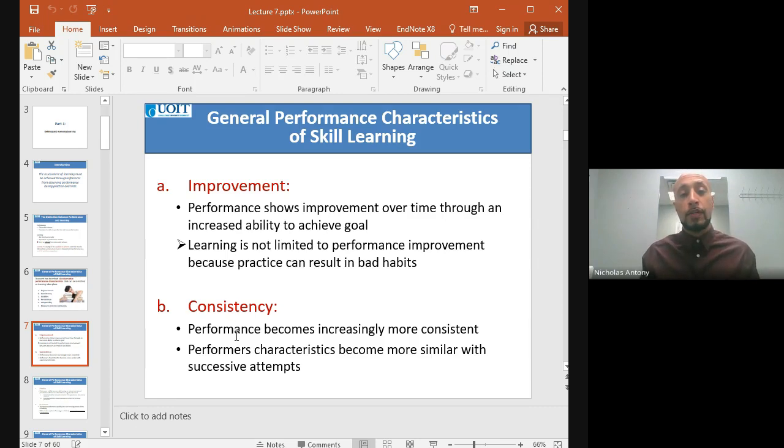The second characteristic is consistency. What we'll notice is that performance becomes increasingly more consistent with successive attempts, right? When we talked about learning motor skills, we can talk about swimming, but do we all understand that as you become better and better at a motor skill, the width of your performance variability decreases? So you become more and more consistent in your ability to achieve the goal of the task as you learn a motor skill. Does everyone understand that?